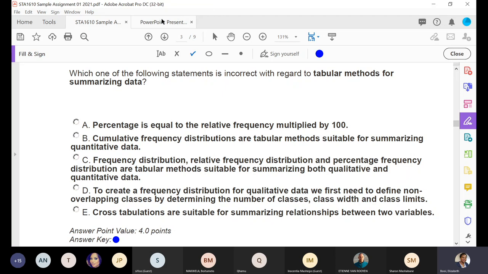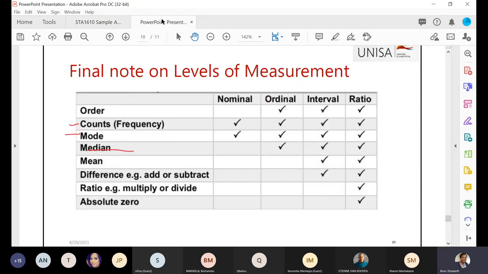So let's go back to that slide. So for ordinal, we can order, we can count, we can calculate the mode, which is the most appearing number or value, and we can calculate the median, but not the mean. So I got confused with the mean. So we can't calculate the mean, but we can find the median, because with the median we can compare. Yes, you're right, we can compare which one is the middle one.